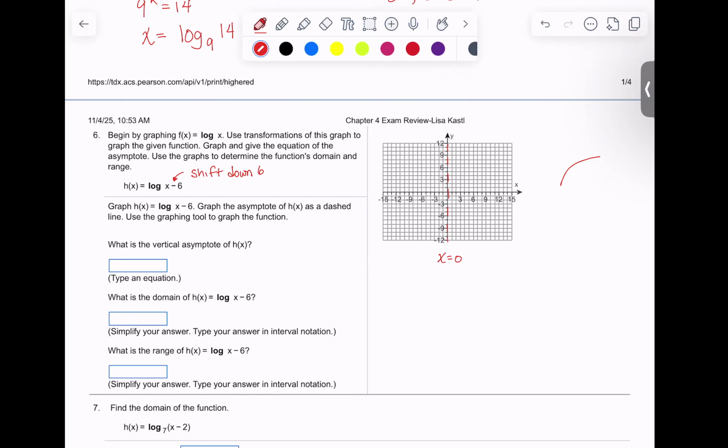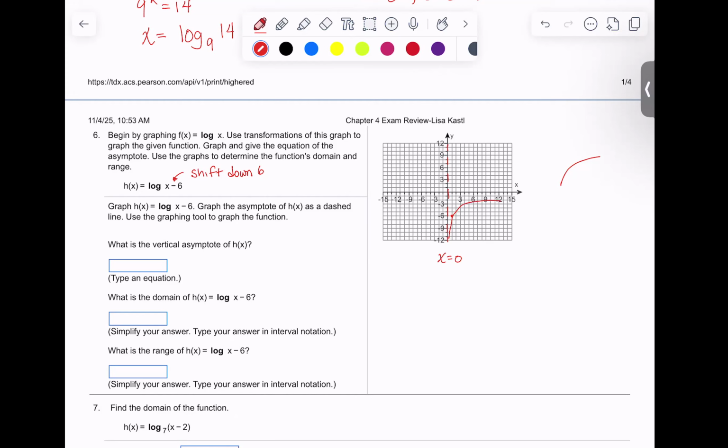So you go into your graphing toolbar, you graph the logarithm, and then you tell it in the toolbar to shift it down 6 units. And it looks something like this. Let's see if I can draw this. It's going to go through negatives. It's going to go right there. So it's going to do something like this.